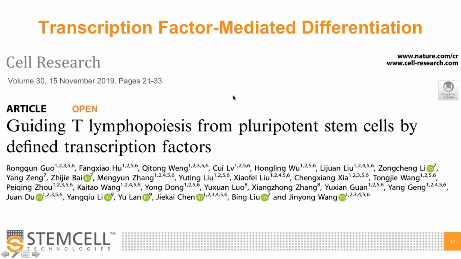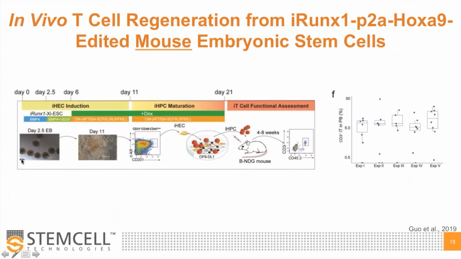So that brings me to the second paper, which is by Guo from November 2019. And they try to use these transcription factors to drive T-cell differentiation from PSCs. But I want to point out that they use mouse embryonic stem cells. So this is their initial protocol that they use. The first stage takes 11 days, and it's the induced hemogenic endothelial cell induction phase.